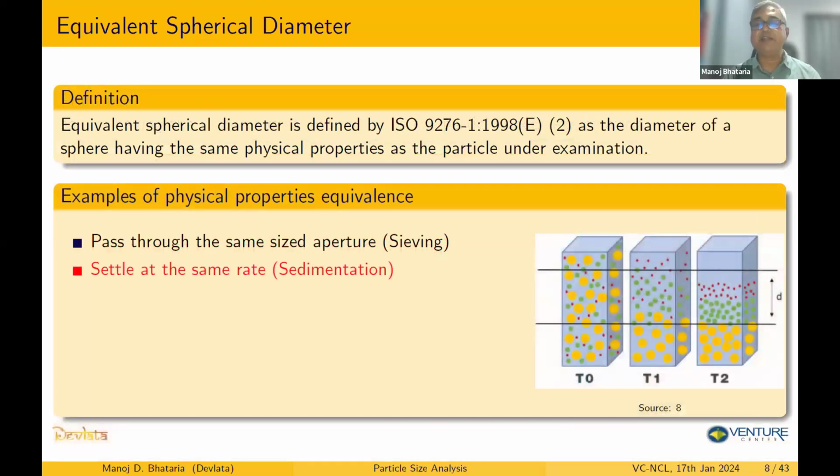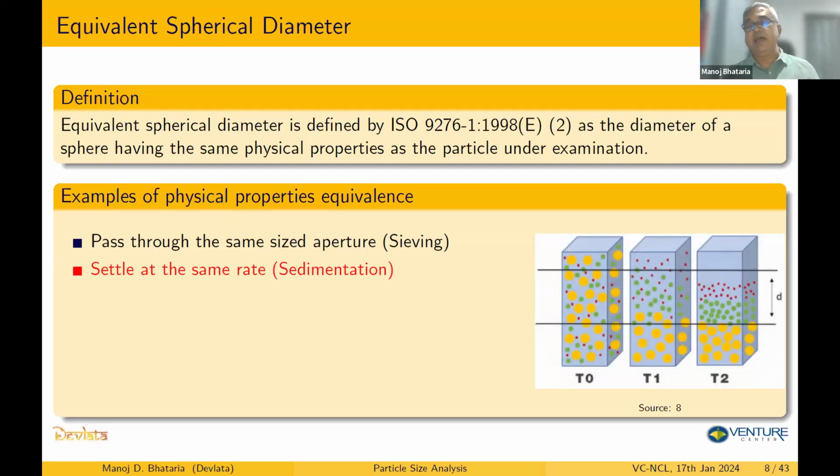Another is if the particles are in suspension. Let's say you have a homogeneous mixture of particles and you let them sediment or settle down. Particles of the same size will settle at the same rate. So if you see the yellow particles, as the time progresses, the yellow particles settle down first, then the green, and then the red. So the yellow particles, you can say they are of the same size. The smaller size is green and the smallest is the red one. So this is another way of classifying particles.